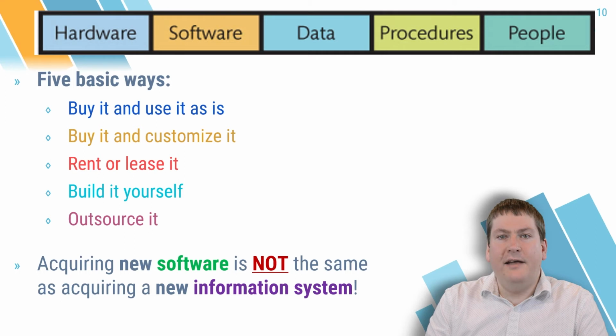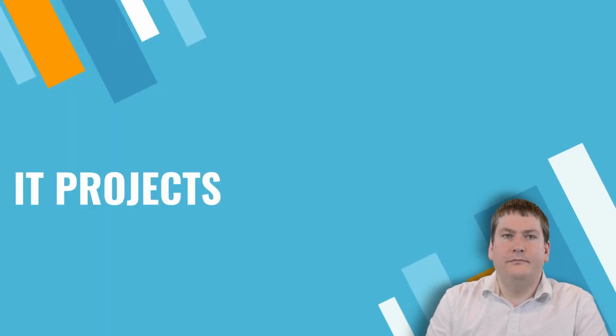This is no small task, and unless you are purchasing something like enterprise resource planning software, or ERP software, that tends to come with things like predefined procedures, you'll need to account for how this new software will fit into your business and its existing information systems. So how do we acquire information systems then?